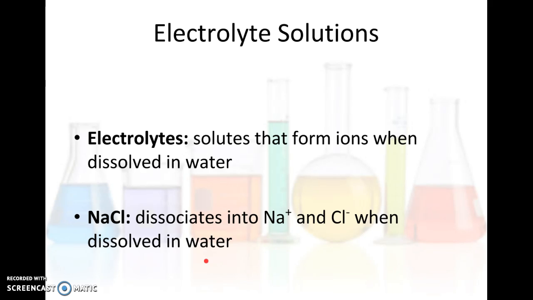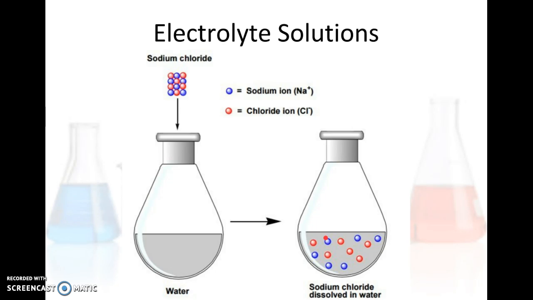So that comes to electrolytes. Electrolytic solutions. These are solutes that form ions when they're dissolved in water. For example, sodium chloride will dissociate into a positive sodium and a negative chloride when dissolved in water. You can see here we start with our big chunk of sodium chloride put into water, and it dissolves into the different ions. The blue ones are the positive sodium, and the red ones are the negative chloride.